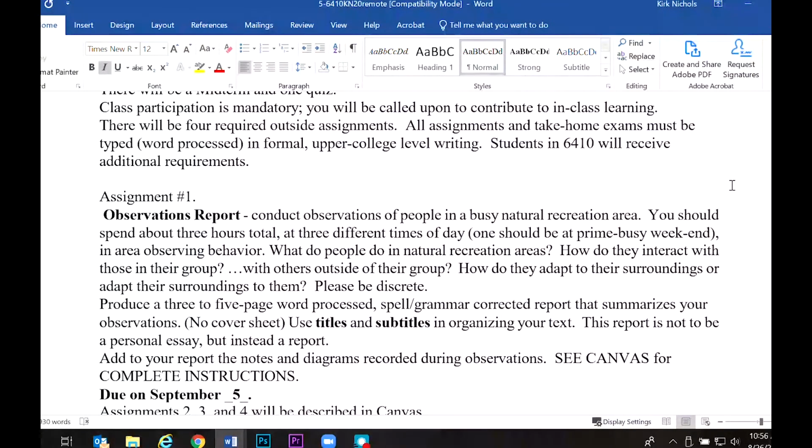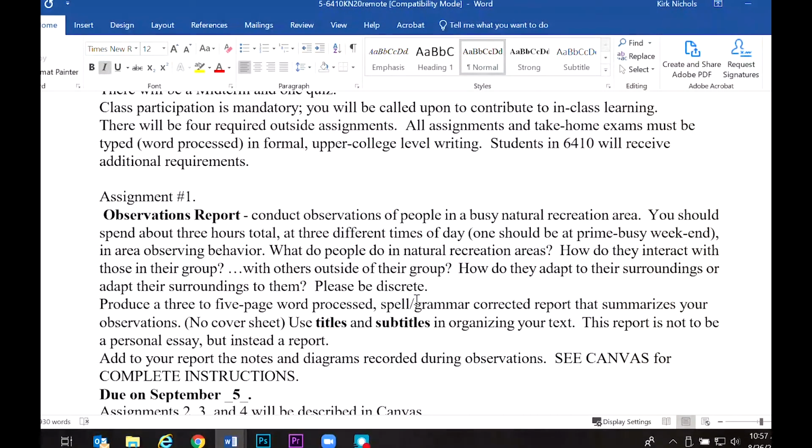So that first assignment is an observation report. A lot of students really like this one. What you'll be doing is choosing a place. You'll go out there several times for an hour at a time. You're looking for a really busy time and a really slow time, so that you can see some differences in people's behavior. And your report will be answering these questions of what do people do in natural recreation areas?